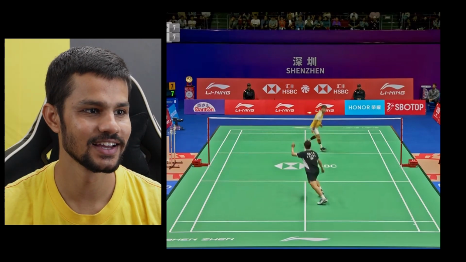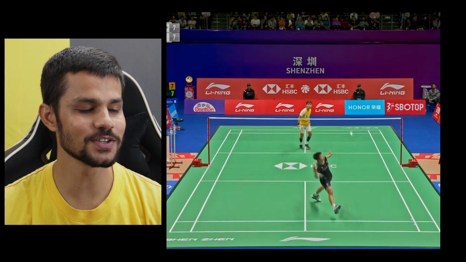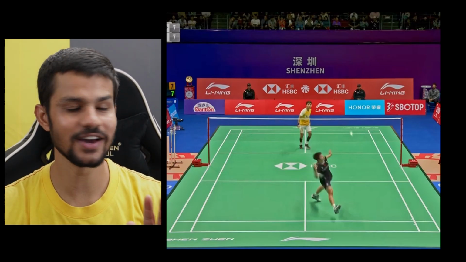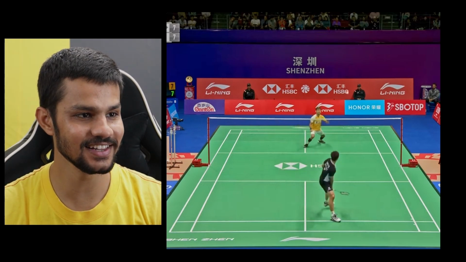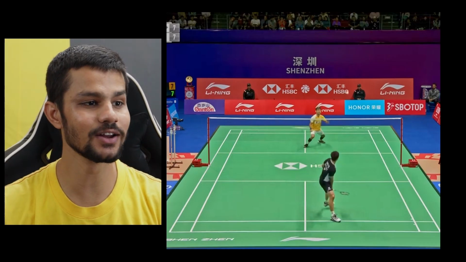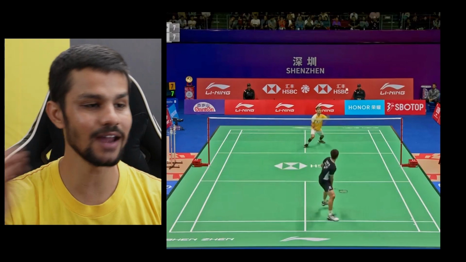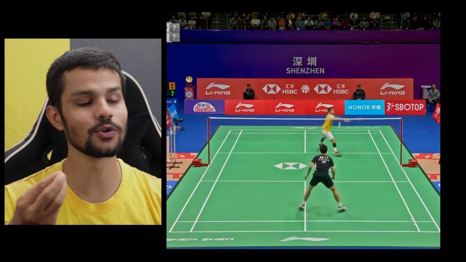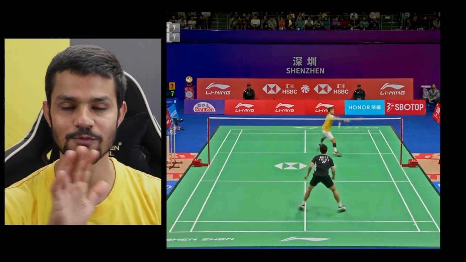First thing, this push was good. Of course, Shi Yu Qi is stuck here. Just look at the face of Shi Yu Qi. He doesn't know where Sen Lakshya's position is. So he just hit the shuttle. Look at the position of Sen. If he had been standing at the net, this would have been tap and finish. As he did, he did a tap. But if he had been on the net, that tap would have been more powerful. But this step was good too.